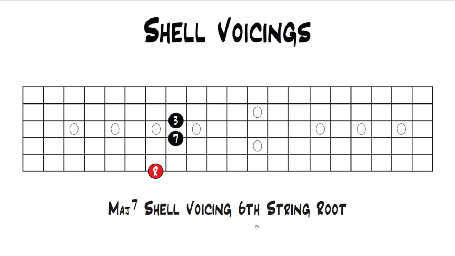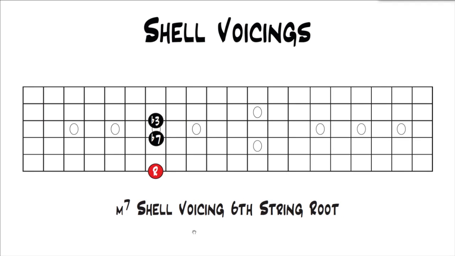Now from here you can get all your other chords just like we've done before. You can go to the dominant 7th just by lowering the major 7 half a step. So that's your dominant 7 shell voicing with the 6th string root. Then you can go to your minor 7 just by lowering the third half a step. So that's your minor 7 shell voicing with the 6th string root.